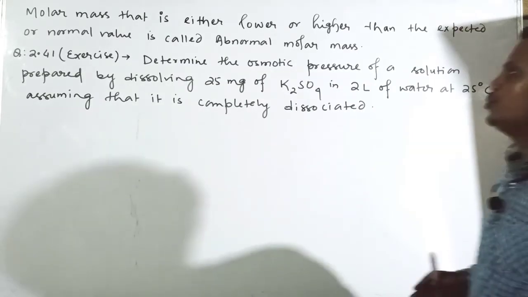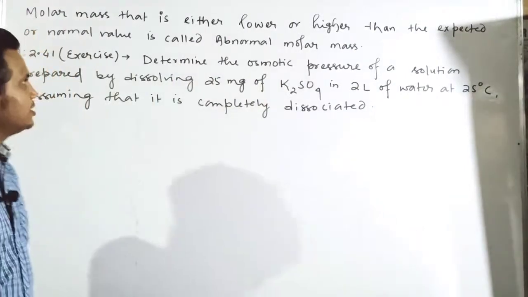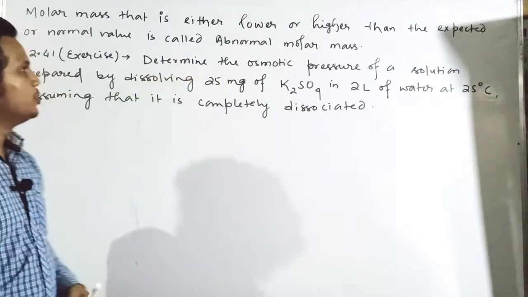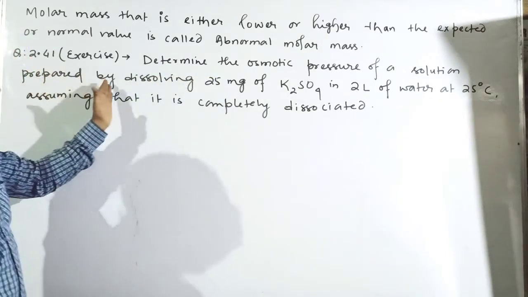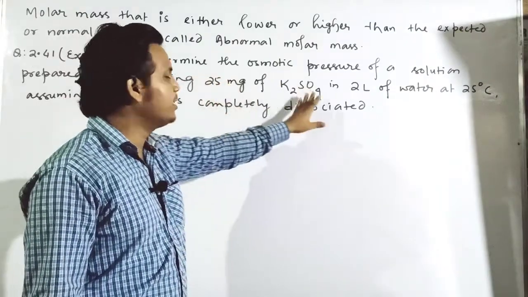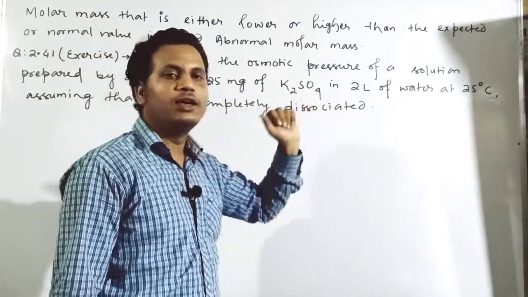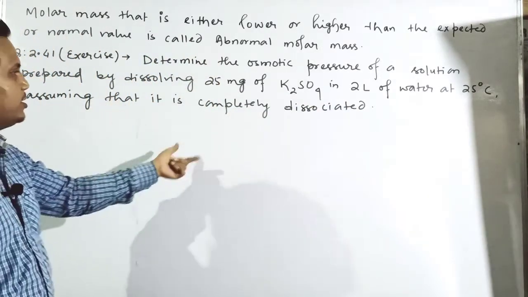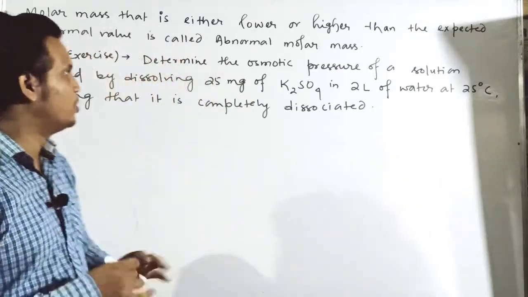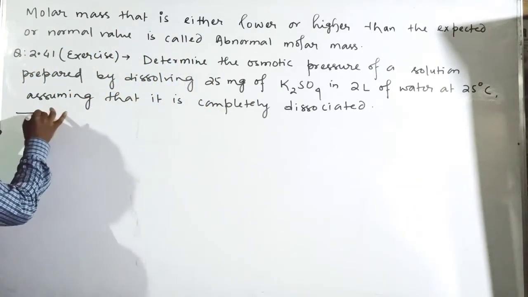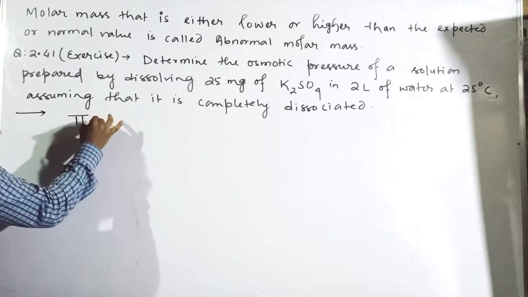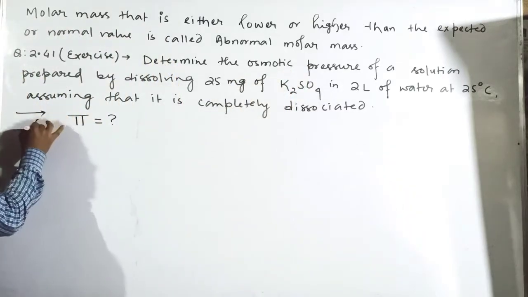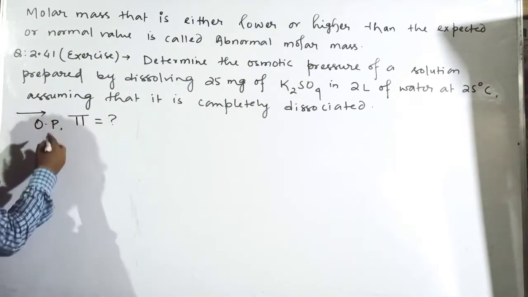Now one numerical we have taken from the exercise part, question number 2.41. Determine the osmotic pressure of a solution prepared by dissolving 25 mg of potassium sulfate in 2 liters of water at 25 degrees C. Assume that it is completely dissociated. Okay. Determine the osmotic pressure. So we have to find how much the osmotic pressure is, and osmotic pressure is denoted by pi. This is osmotic pressure, pi will be how much?